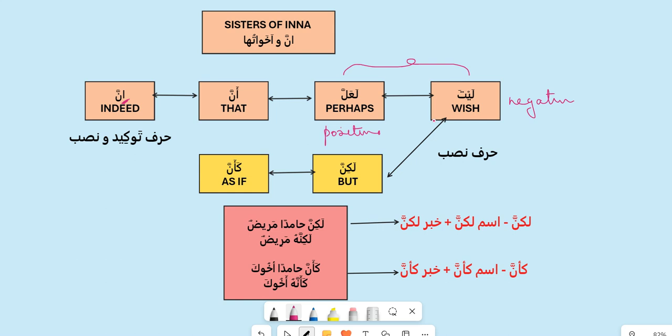And laita is used when you want to make a negative wish, I mean the wish cannot be fulfilled. For example, in Quran there is an ayah in Surah Naba, ayah 40. This is the last ayah, you may go and check. The kuffars in the hellfire will say, Ya laytani kuntu turaba.